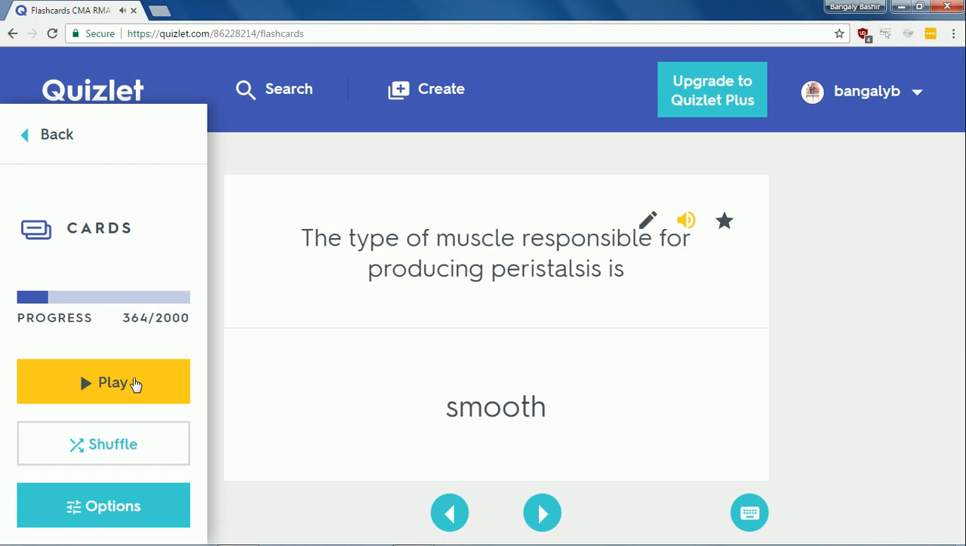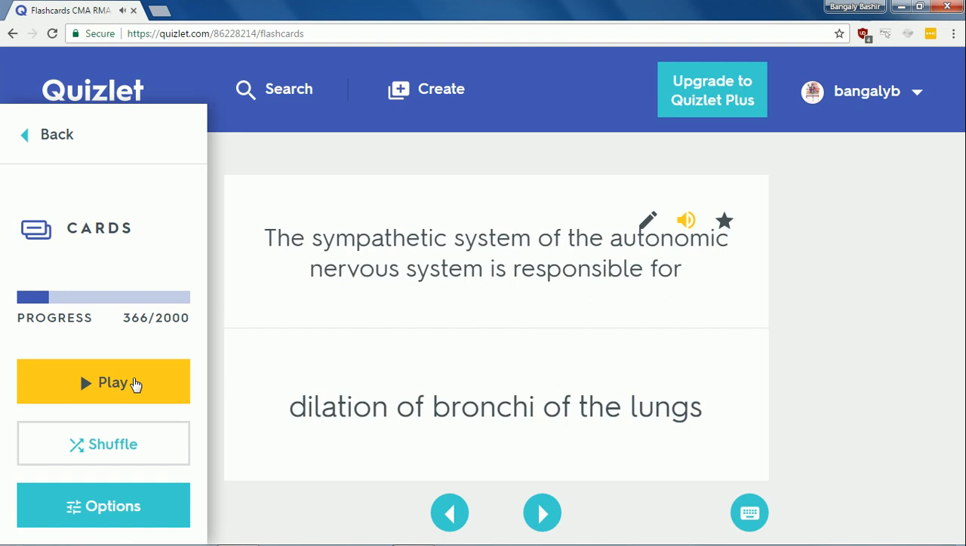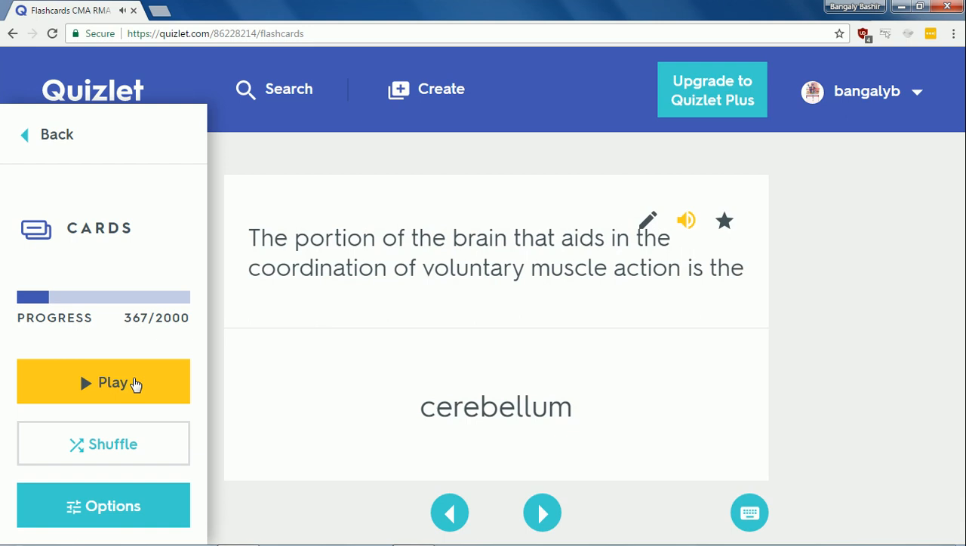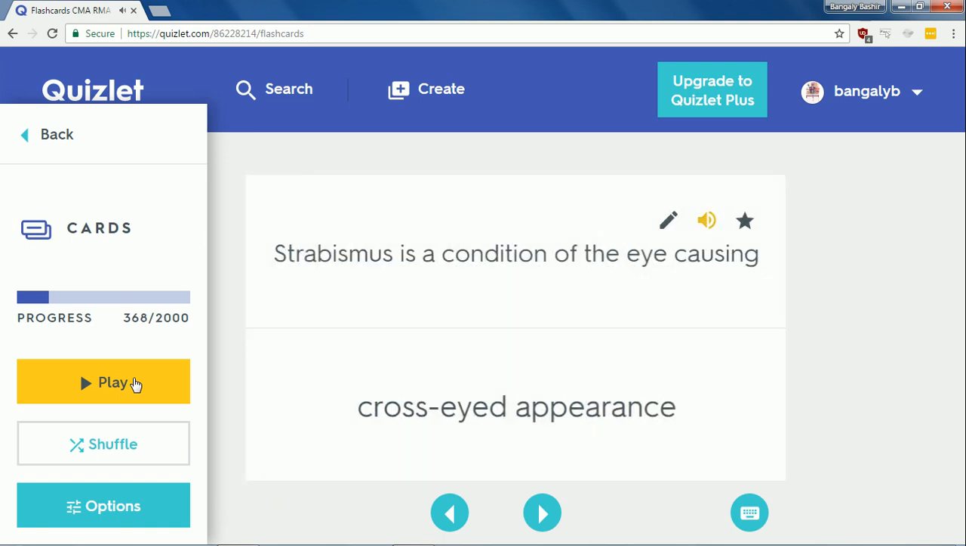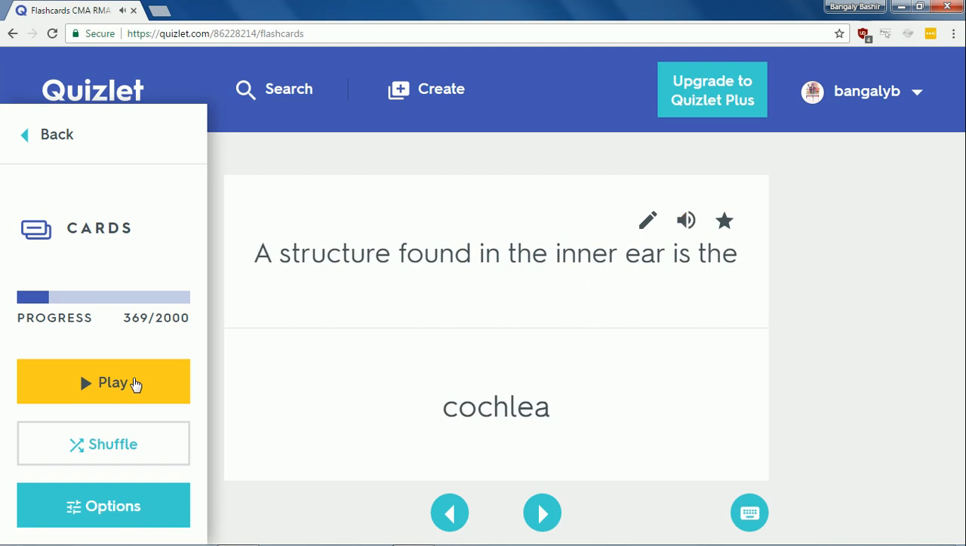The type of muscle responsible for producing peristalsis is smooth. The type of joint motion that allows movement away from the midline of the body, such as moving the arms straight out to the sides, is abduction. The sympathetic system of the autonomic nervous system is responsible for dilation of bronchi of the lungs. The portion of the brain that aids in the coordination of voluntary muscle action is the cerebellum. Strabismus is a condition of the eye causing cross-eyed appearance. A structure found in the inner ear is the cochlea.